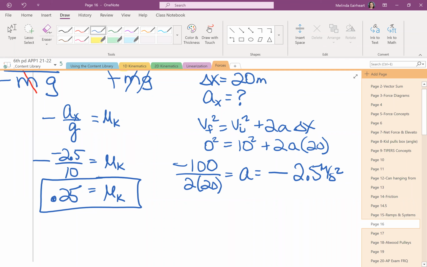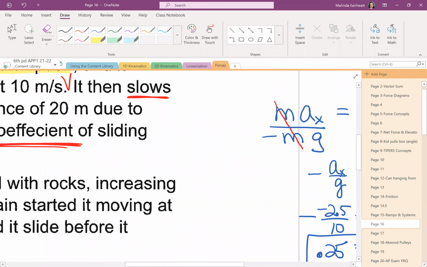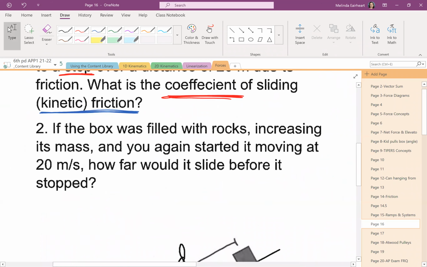Okay. Part 2 of this same problem. Now, what if we fill the box with rocks, increasing its mass, and you again start it moving at, we need to make a correction here. Accidentally grabbed the wrong number. Instead of 20 meters per second, it should be 10 meters per second. A good scientist only makes one change at a time, yes? We can't fill it with rocks and start it at a greater speed.